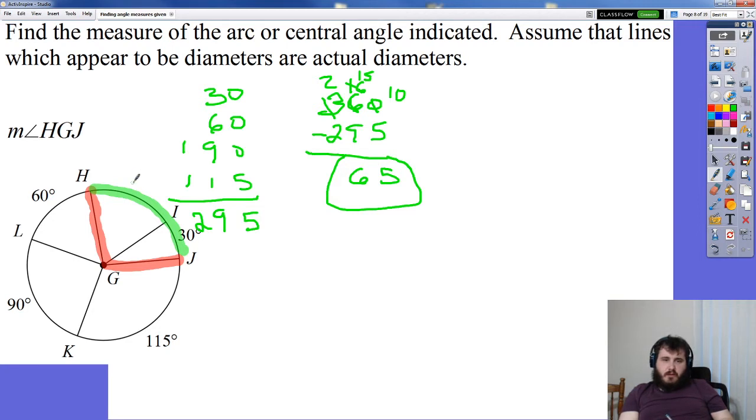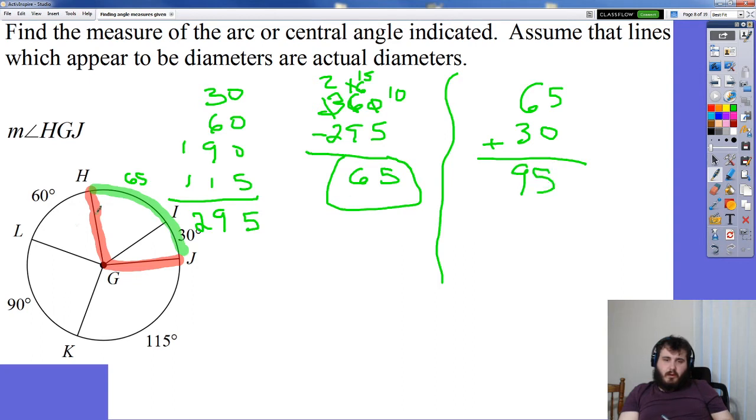So that's this piece, right? 65. So now can I do the whole problem? Absolutely. 65 and 30. So my final answer. Add those up. The whole arc is 95, so that means the angle is also 95 degrees, right? That's all there is. Let's do another one.